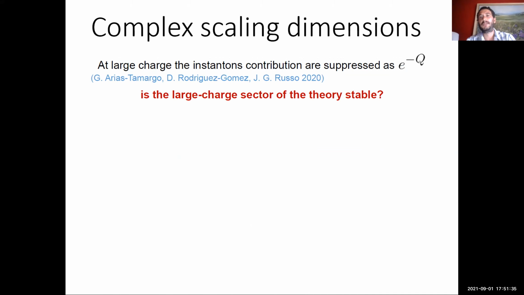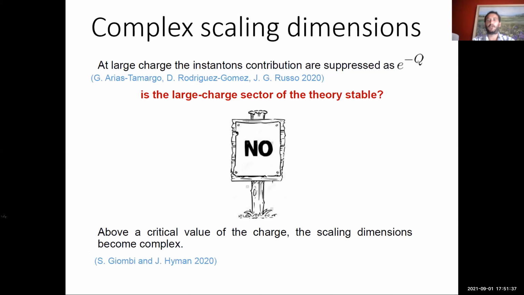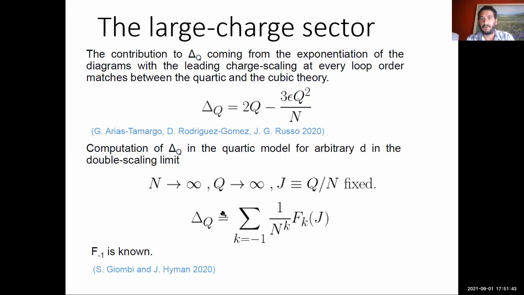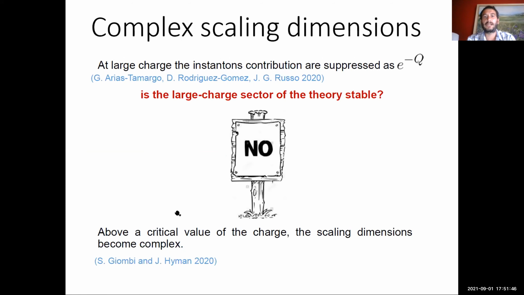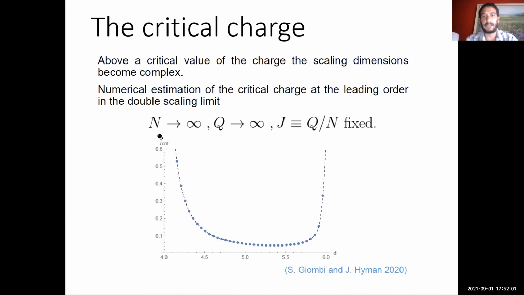The answer has been found to be no, because studying the quartic model in the double scaling limit considered before, it has been shown that there exists a critical value of the charge, such that above this critical value, the scaling dimensions acquire a non-trivial imaginary part and become complex. This has been studied in detail, always in this paper by Giombi and Hyman, 2020. And here I report the result, where they numerically estimate this value of the critical charge at the leading order in this double scaling limit.